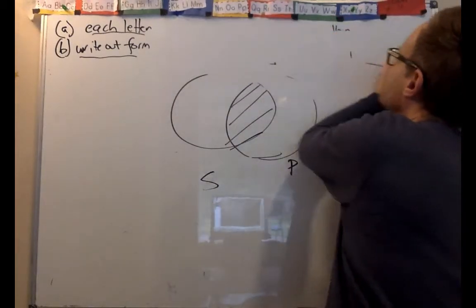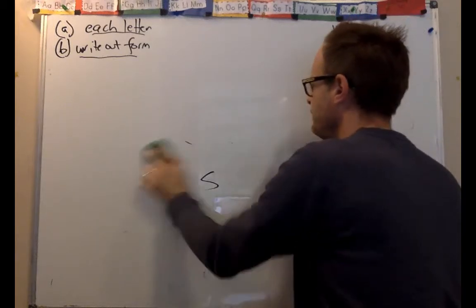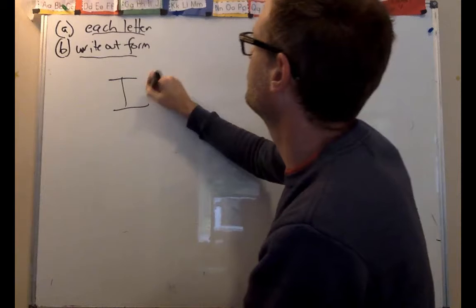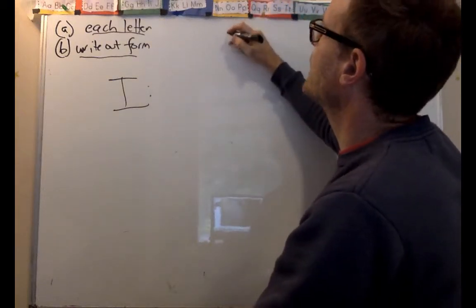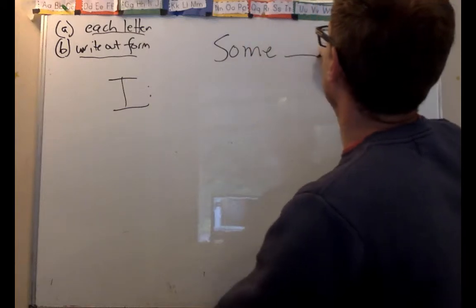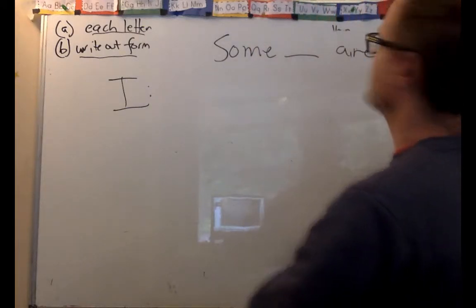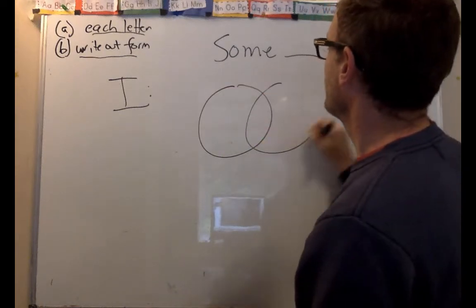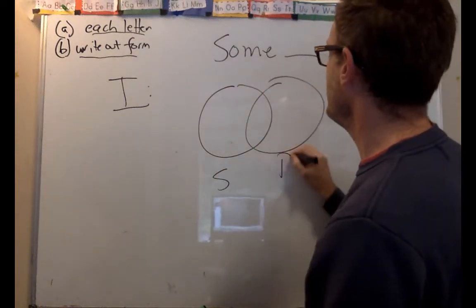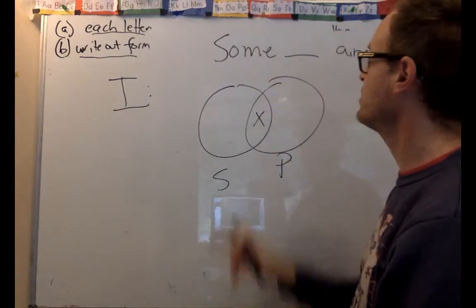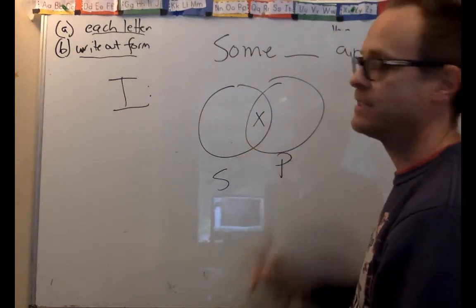Now, let's do an I-type statement. Some blank are blank. That's our statement for an I. Two overlapping circles of S and P. We use the X, meaning at least one, and what that means is there's at least one thing that's in both the S and the P.